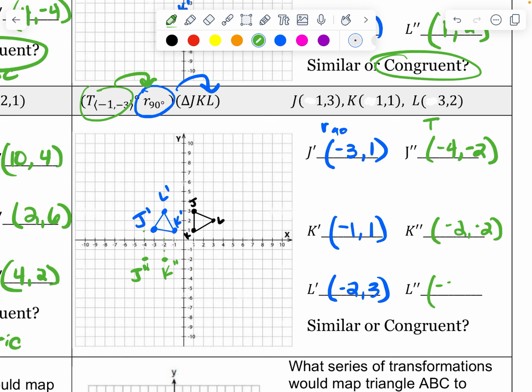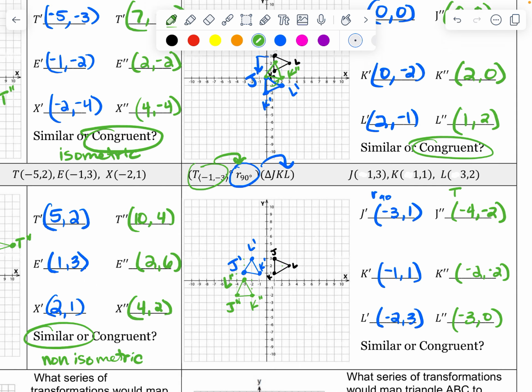And L should be negative 3, 0. Left 1, down. Oh, see? Look, I went back to the black one on accident. You got to go left 1, down 1, 2, 3. There we go. Negative 3, 0. There's L double prime. Got to be careful.